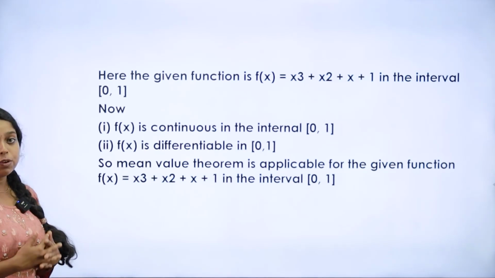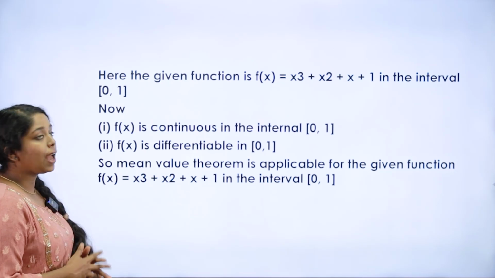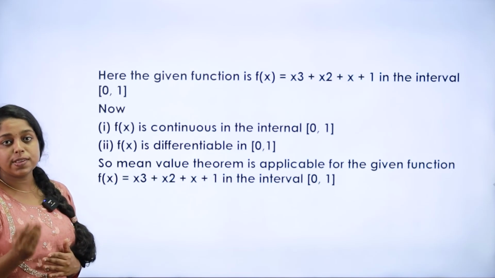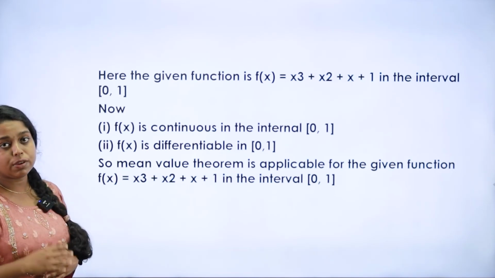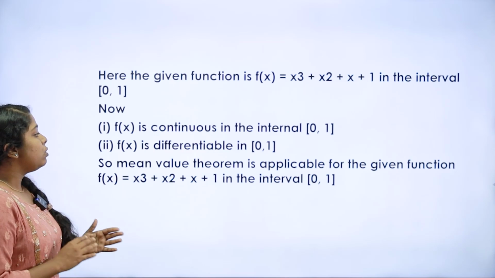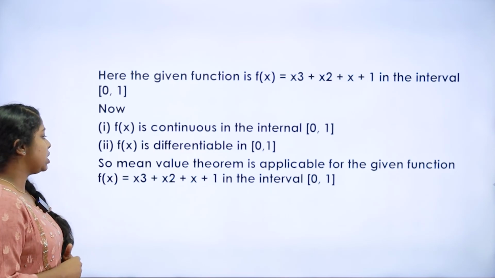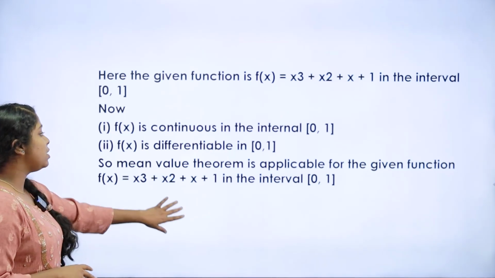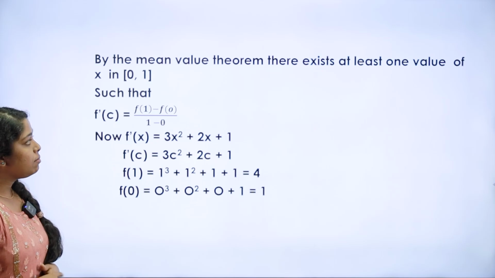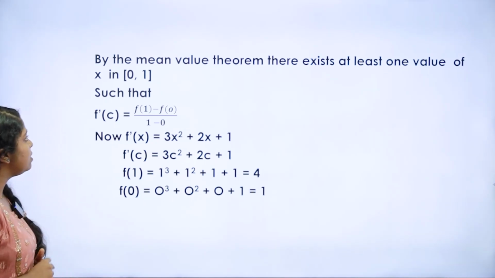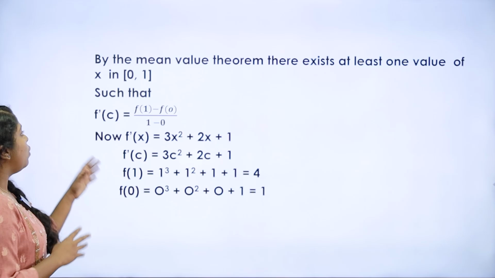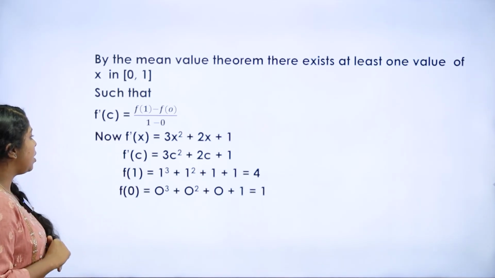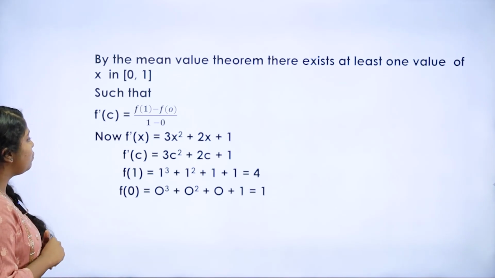Here the given function is f of x is equal to x cube plus x square plus x plus 1 and the interval is 0, 1. So now f of x is continuous in the interval 0, 1 and f of x is obviously differentiable in this interval. So the mean value theorem is applicable to this function in the interval 0, 1. By the mean value theorem, there exists at least one value c in between 0, 1 such that f dash of c is equal to f of 1 minus f of 0 divided by 1 minus 0. For that, let's find out the value of f dash of x.